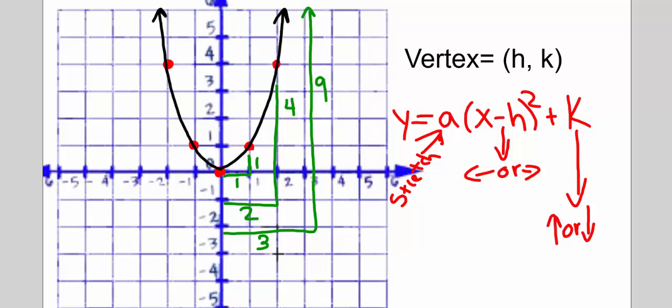So if there's a stretch factor, if there's something other than a 1 there, we have to multiply all the vertical movements by a. So we'd go over 1 up 1 times a, over 2 up 4 times a, and then over 3 up 9 times a. You still could plug everything in and make your table that way if you choose to.